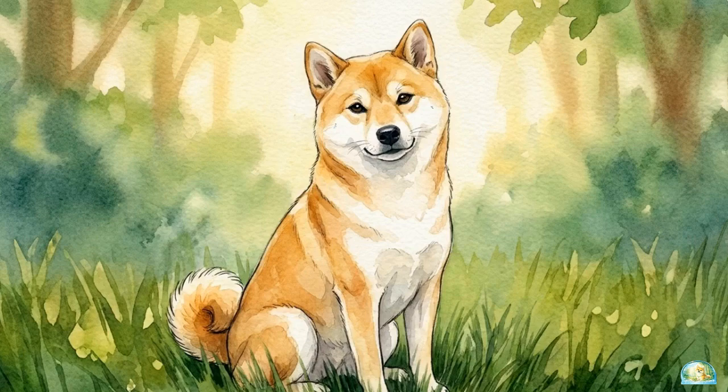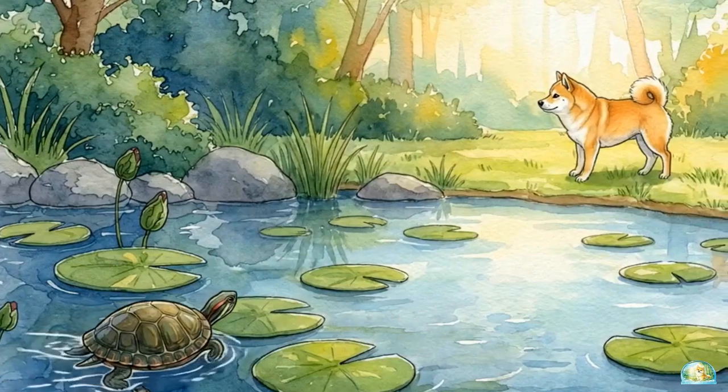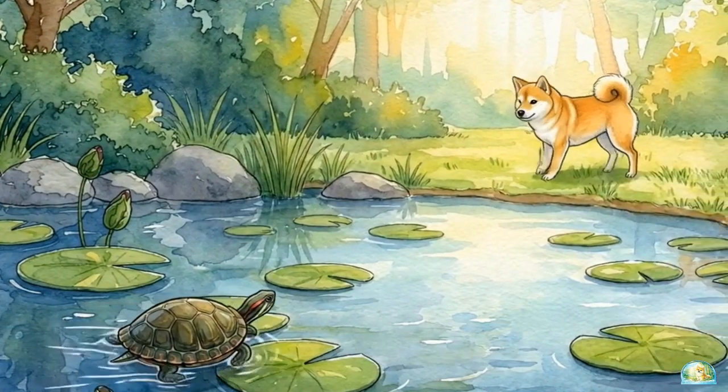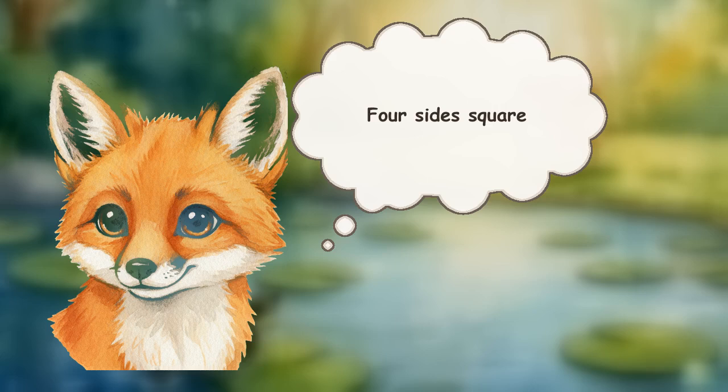The wise math Sheba has a question for you. If you see a flat shape with 4 corners and 4 sides of equal length, what do you call it? By simply counting the parts, you can find the name of every shape you encounter in the world around you. 4 sides, square. 3 sides, triangle. Shapes have properties.